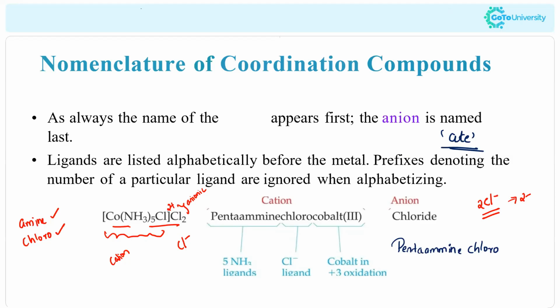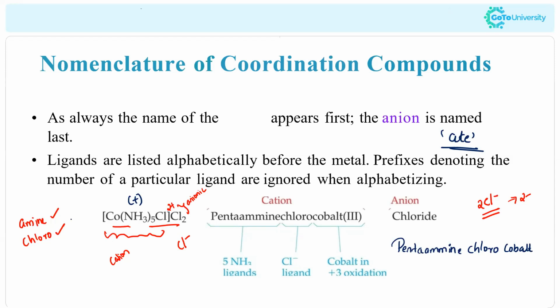So here we know the coordination sphere is a positively charged one. It means the name of the metal is just the name of the metal itself, that is cobalt. So we can write pentaammine chloro cobalt. No need to write cobaltate. We will use the name cobaltate when this coordination sphere has a negative charge. Now after writing the name of the metal, we have to mention the oxidation state of the metal.